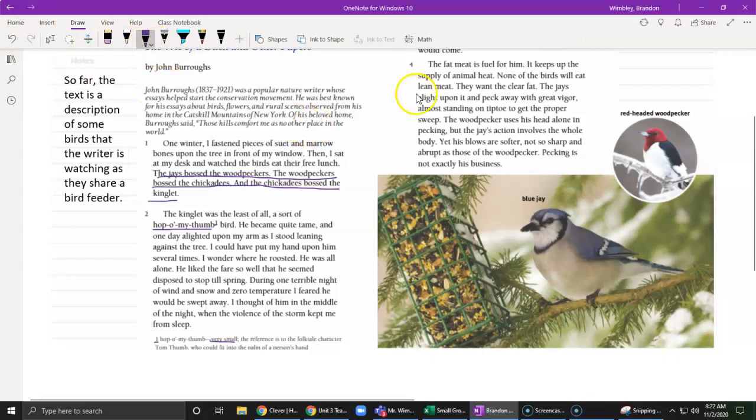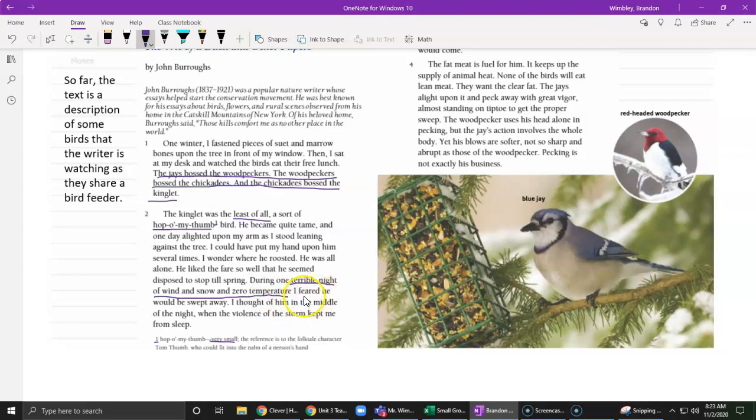For some key ideas? Well, I saw that it says least of all. So it's telling me this one maybe isn't the most important bird. The kinglet was the least of all. Even though it has the word king in it, saying he's not very intimidating. There's also the terrible night of wind and snow and zero temperatures. So he's giving a description of what it's like outside. It's incredibly unfriendly. It's something that we probably wouldn't want to be in outside.